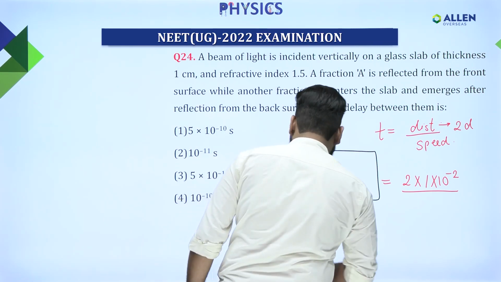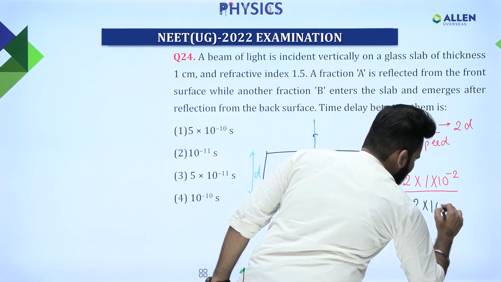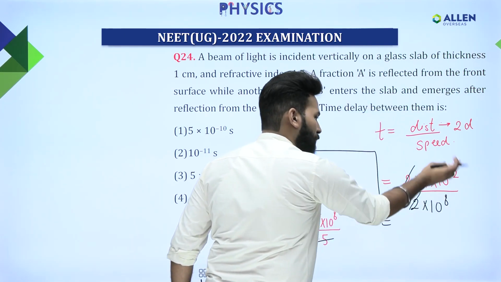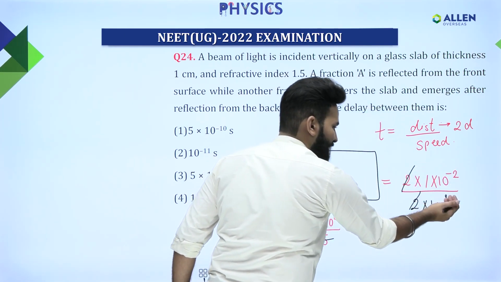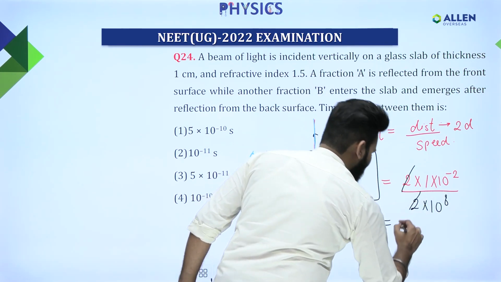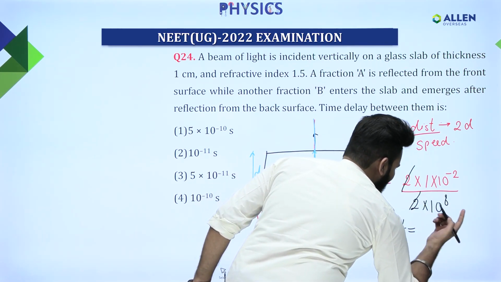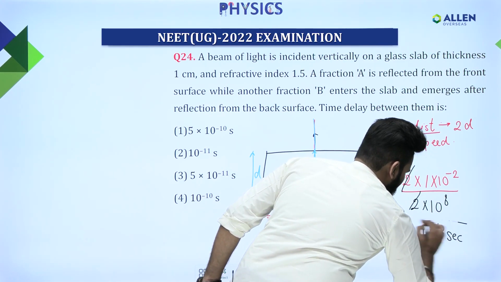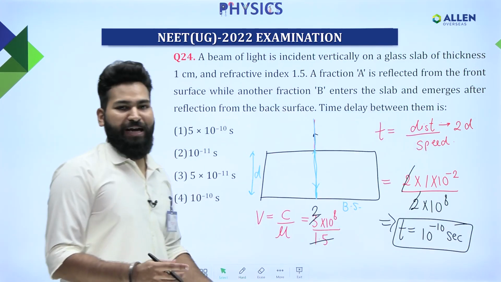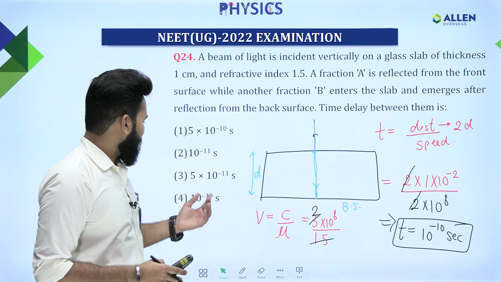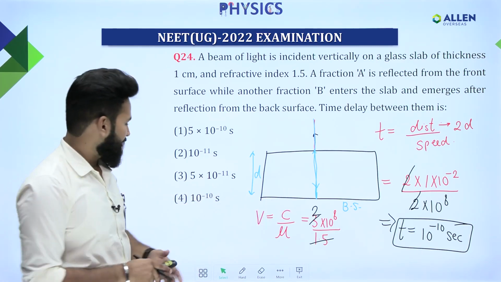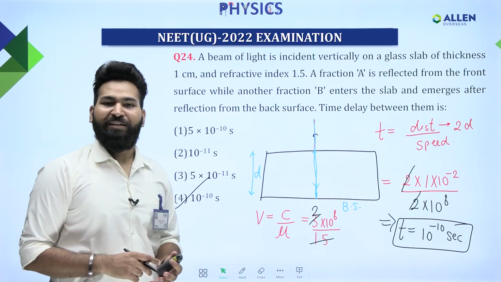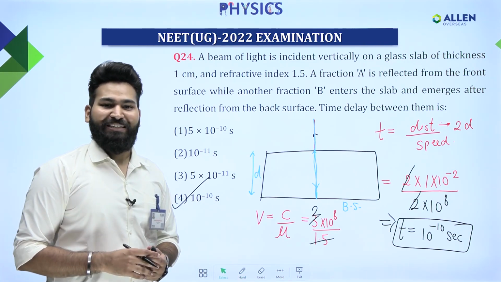So just divide it with the speed, which is 2 into 10 raised to the power 8. So this 2 will just get cancelled out. 10 raised to the power 8 will go in the numerator as 10 raised to the power minus 8. 10 raised to the power minus 2 is already there. So the time taken, or I can say the time delay, will be nothing but 10 raised to the power minus 10 seconds. And that's the final answer. Now let's check in the options. I can see that 10 raised to the power minus 10 second is given in option number 4. So option number 4 will be the correct answer. I hope you guys got it.